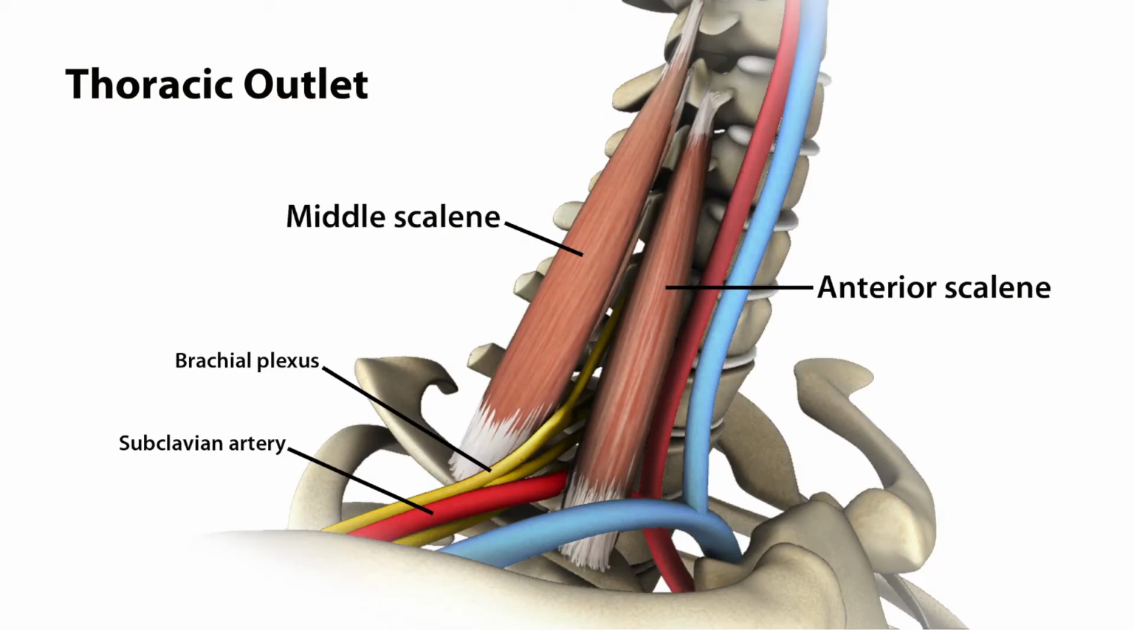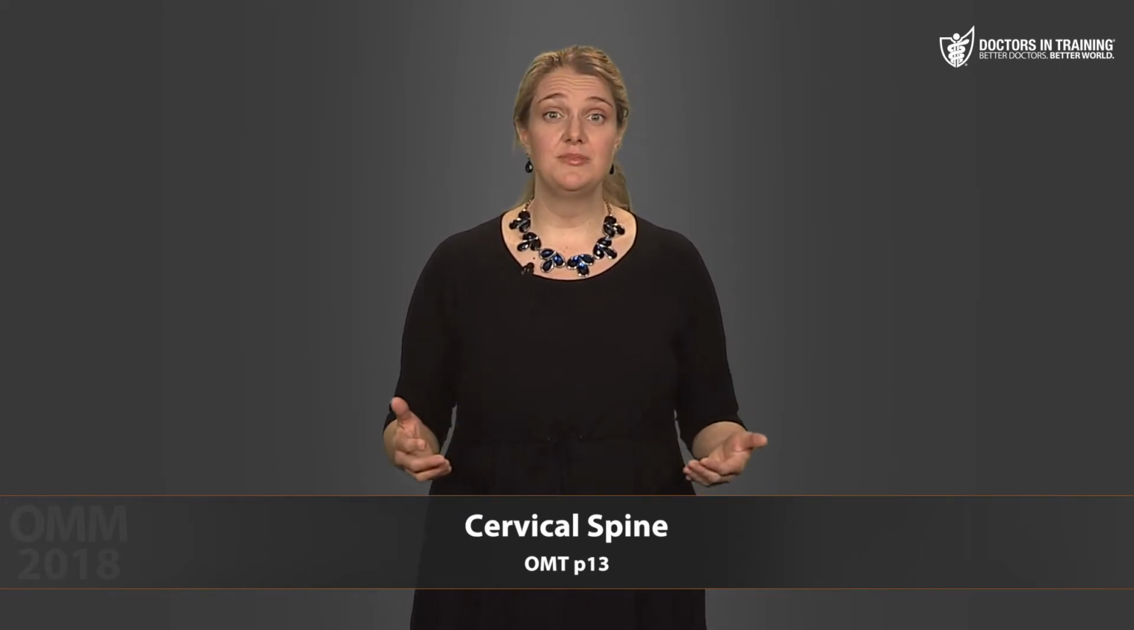Now, the scalenes are also important because of the relationship with the brachial plexus. The brachial plexus travels between the anterior middle and the posterior scalene on its way to the upper extremity. Remember thoracic outlet syndrome? It turns out that tight scalenes can actually compress the brachial plexus and give you neurologic symptoms in the ipsilateral arm.